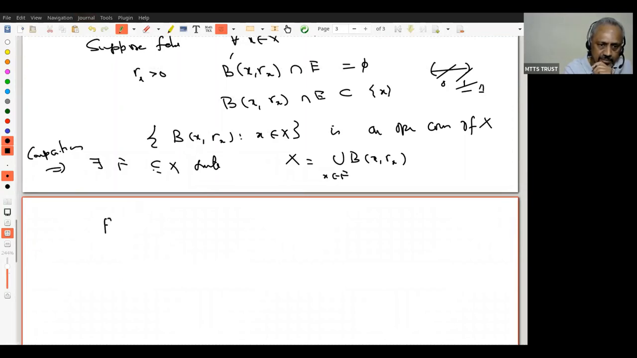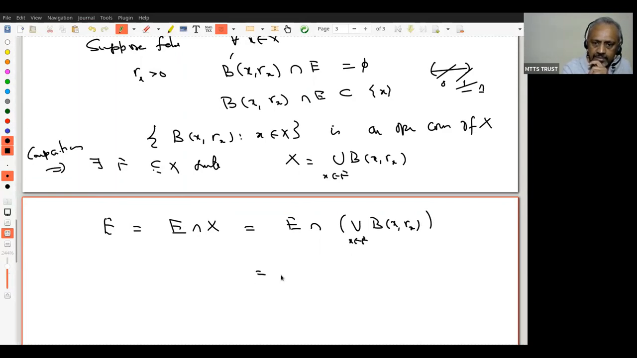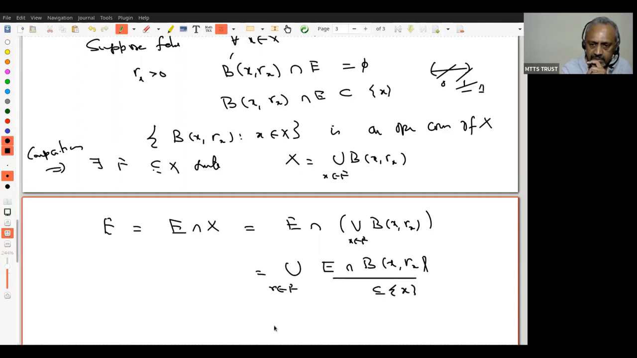E is an infinite set, but E is the same as E intersection X, right? But what is E intersection X? E intersection the union of B(x, r_x) as x varies over F. But this is the union of E intersection B(x, r_x) as x varies over F. Okay. But what is this? I know this is a subset of the singleton {x}. Therefore, this is equal to the union of singleton {x} as x varies over F, but that is the same as F.